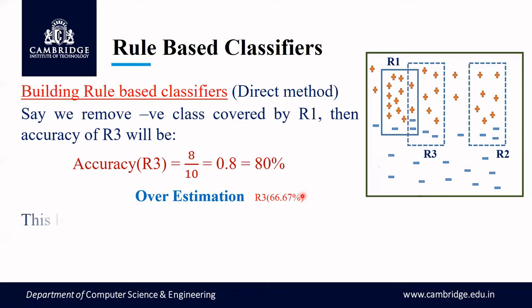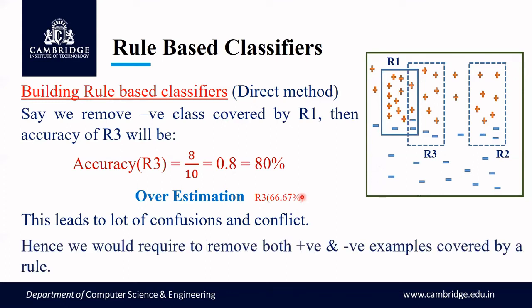So there is a lot of confusion and conflict with respect to the removal of either only positive records or only negative records. So what we would do is, let us try to remove both positive as well as negative examples covered and check what the accuracy will be. I think you have understood the confusion and conflict. If I remove only positive, I'm having underestimation. I'm underestimating the accuracy, because of which I removed only negative, which means that I am overestimating the accuracy. So I am now in between having an underestimation or an overestimation.